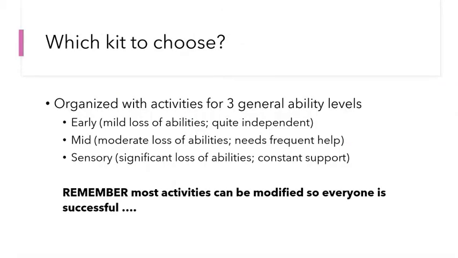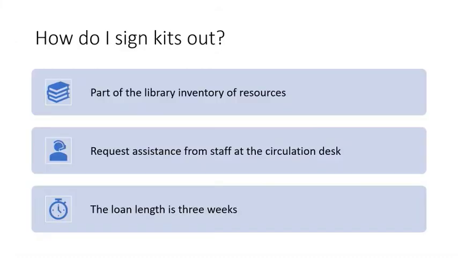There are a number of kits to choose from. You are probably wondering which one you should pick. Just consider this. The activity kits are organized in three general ability areas: early, for persons who are quite independent, mid, individuals need more frequent assistance, and sensory, where constant support is required. But remember, most activities can be modified so everyone is successful, no matter what.